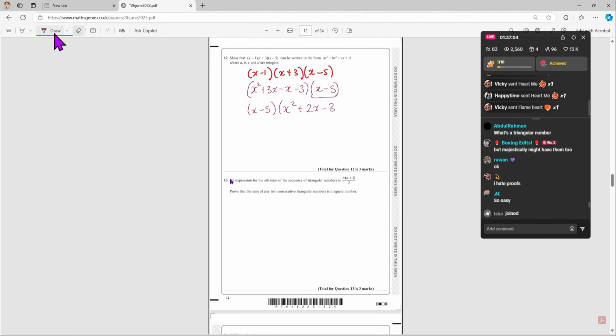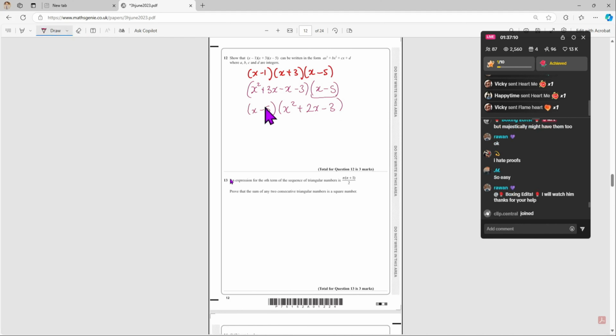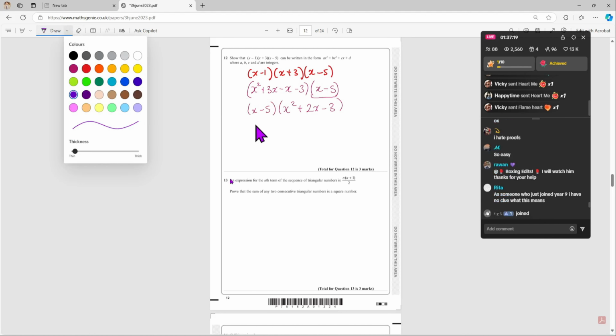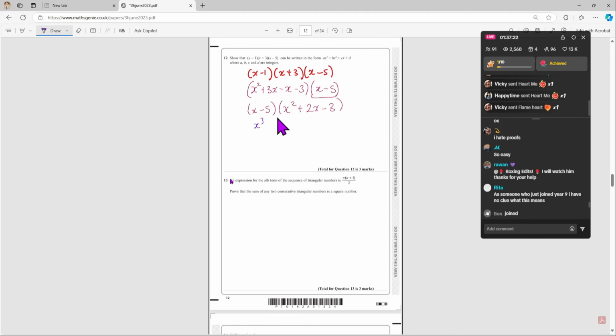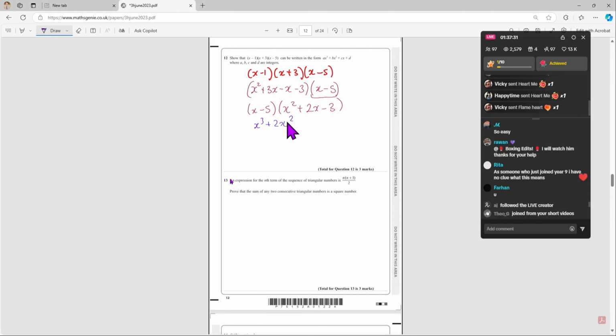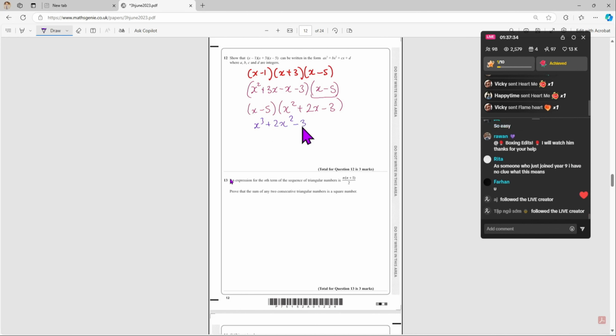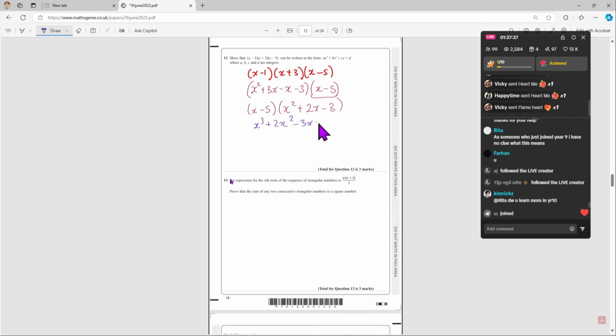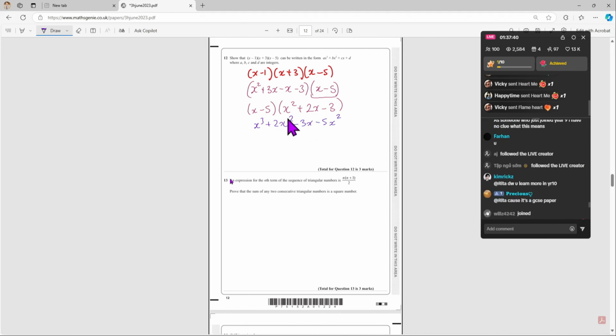So I just flip these brackets around because this is easier to expand, because you guys are probably used to expanding from this smaller bracket. So then I'm going to do x times x squared, which is x cubed. And then x times 2x gives us plus 2x squared. And then x times 3x, minus 3x is going to give us minus 3x. And then minus 5 times x is going to give us minus 5x squared. And then minus 5 times 2x is going to give us minus 10x. And then we have plus 15 at the end.